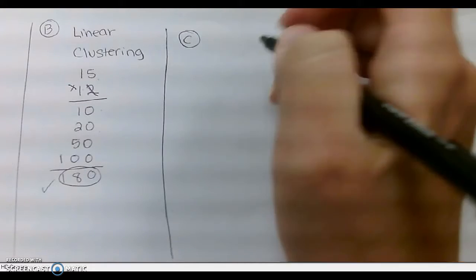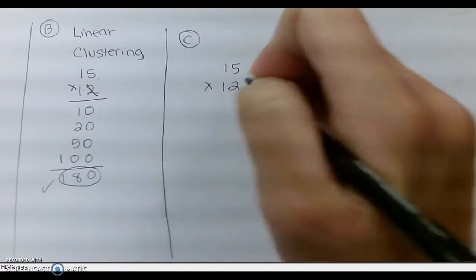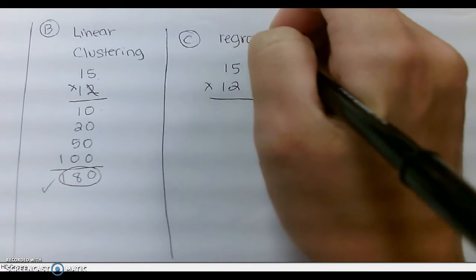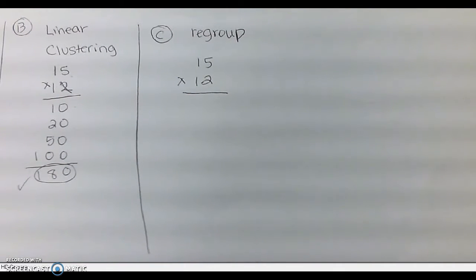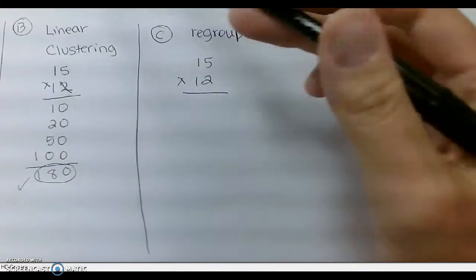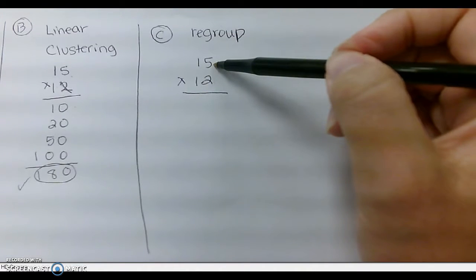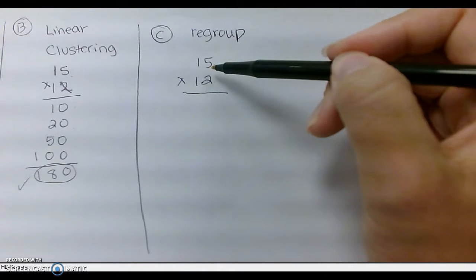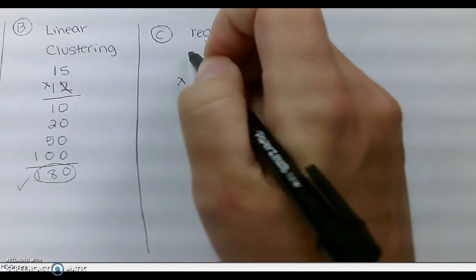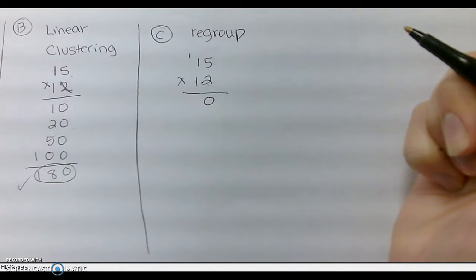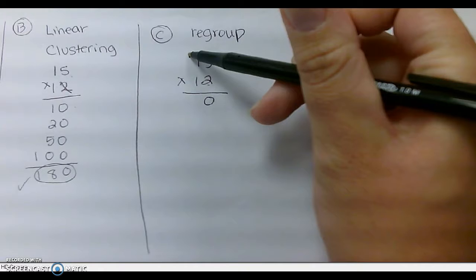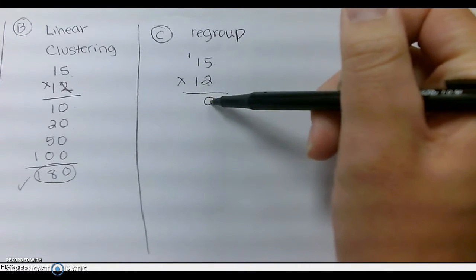Mine is set up just like before, and this one is called regroup. I'm using regrouping. So I'm going to start off just like this one. I multiplied the 2 by 5. I'm going to do it over here. 2 by 5 equals 10. Now I'm going to regroup the 1 in the tens position. So I put a 0 here. 2 times 5 is 10. I put my 1 up here, and I'm going to add it in later. So 2 times 5 equals 10. I put my 1 representing the 10 and the 0 because I have no 1s.